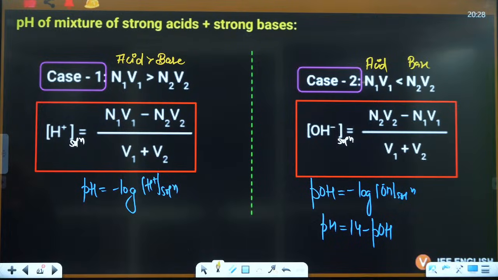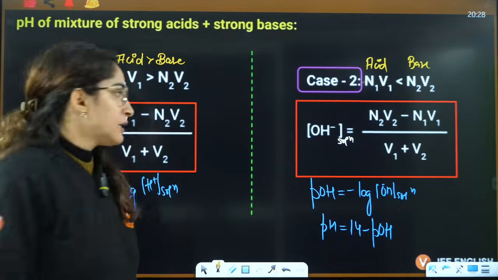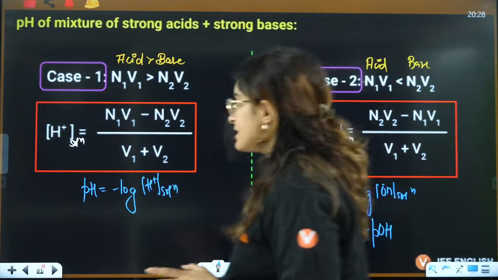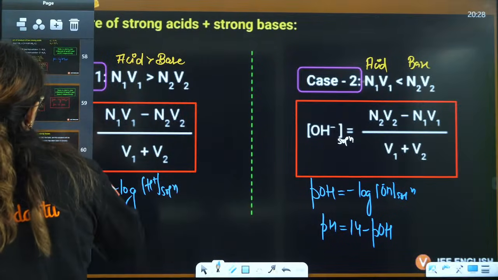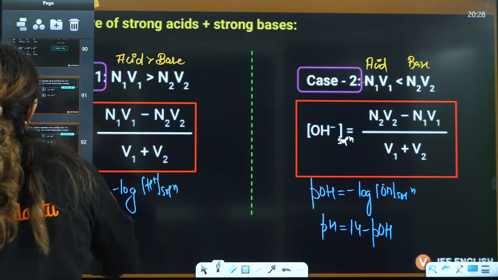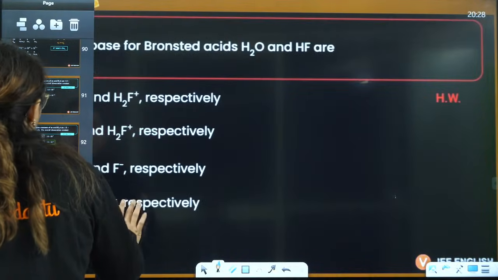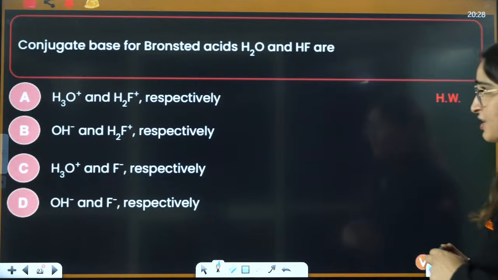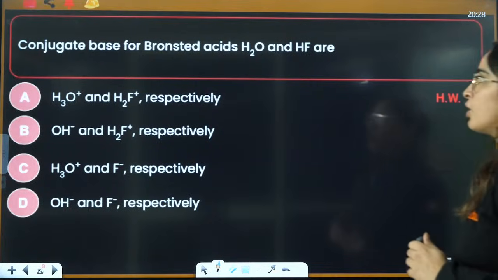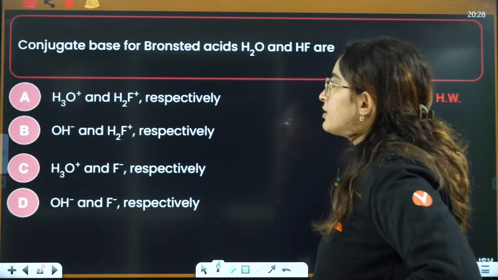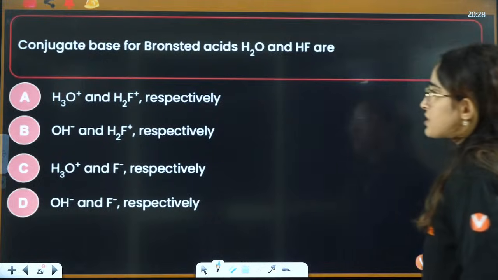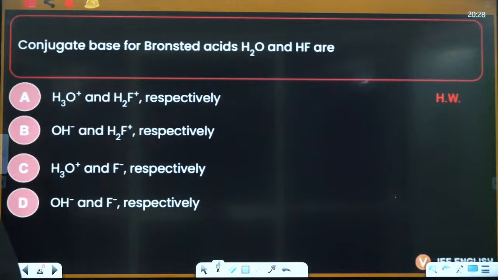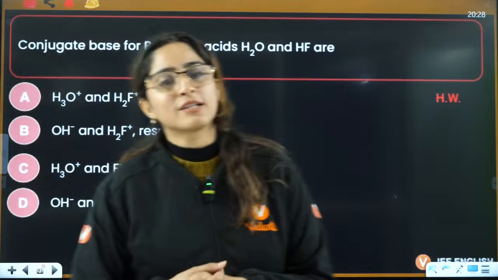Done, everyone? Okay. Done. So yeah, now I'll take your leave, right? Rest of the things we'll do in the next class, and this is your homework. Conjugate base for Bronsted acid H2O and HF is going to be what? Conjugate base means after losing H positive, it will become what? Right? Okay, chalo. Okay then guys, that's it for today, and I'll see you all in the next class.